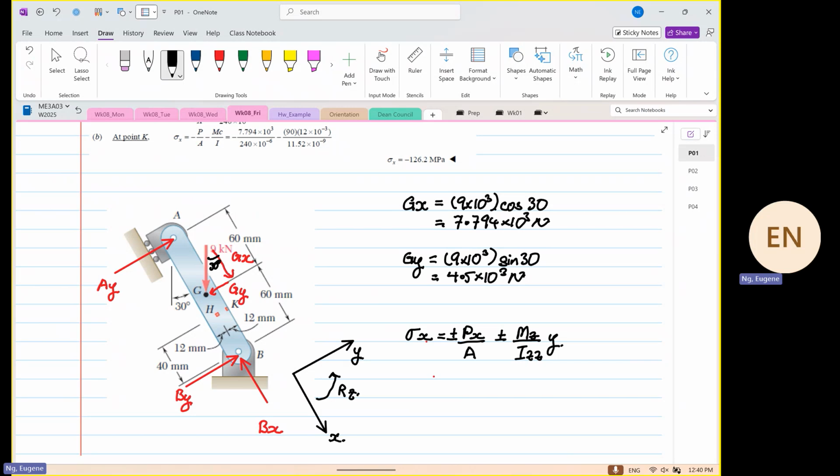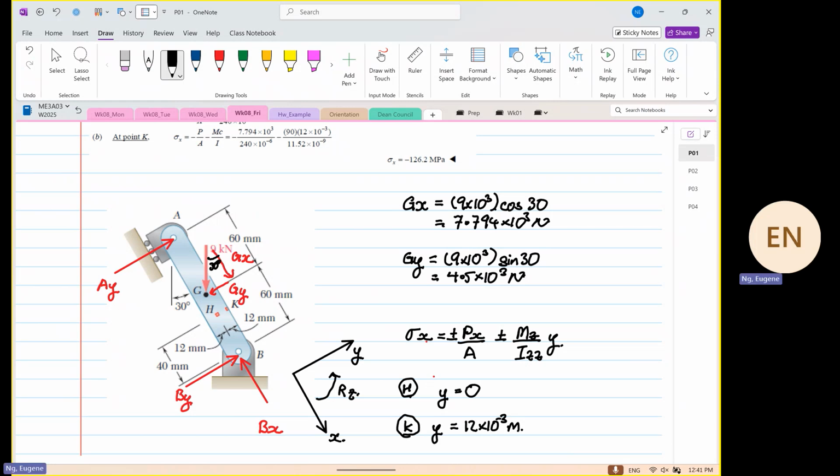Easier in the context where if we look at point H and point K, right? At point H, y is equal to 0. And at point K, y is going to be equal to what? Y is equal to 12 millimeters or 12 times 10 to the power minus 3 meters.